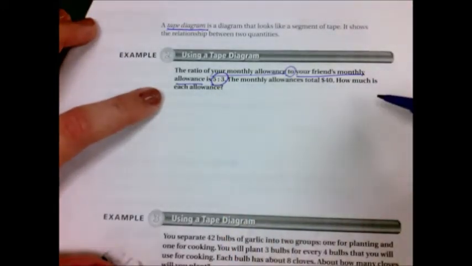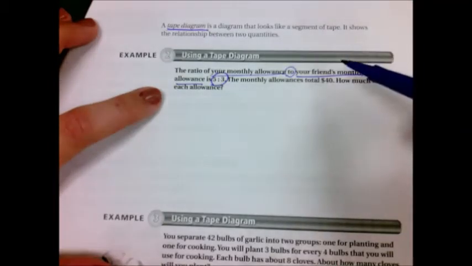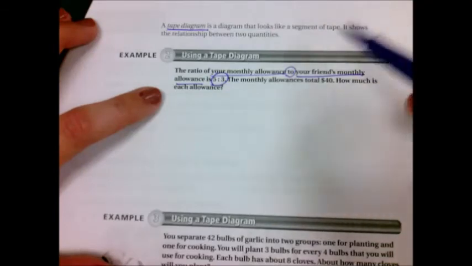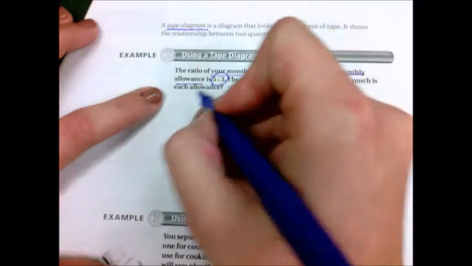In ratio word problems, usually students' initial reaction is that they don't have enough information to solve the problem. What we need to do is draw a tape diagram, or in the next section, 5.2, we'll draw a ratio table, and that kind of helps us see how we get that missing piece of information.